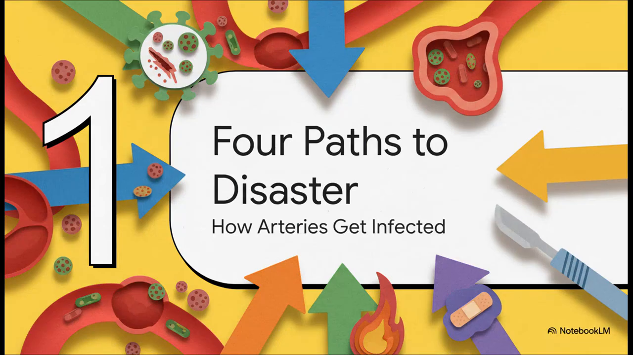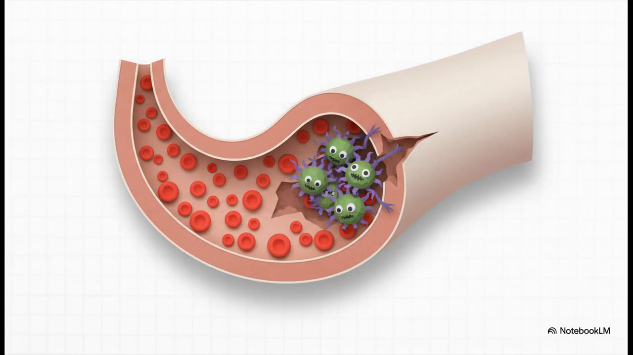So you might be wondering, how does something as strong and vital as an artery even get infected? I mean, it's a fortress, right? Well, it turns out there are four main paths to this kind of disaster. Okay, path number one is what we call microbial arteritis. Just imagine bacteria floating around in your bloodstream, maybe from an infection somewhere else entirely. They're just looking for a place to land, and if they find even a tiny weak spot on an artery wall, that's it. They set up camp and start attacking.